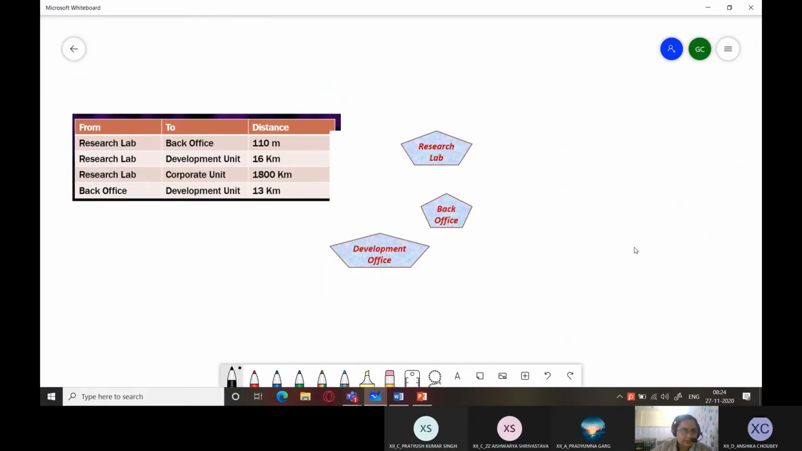Here we have research lab and back office, this distance is 110 meters, and for the rest of the distances, if I want to connect back office with development office, this is the lowest of these three, that is 13 kilometers. Still it is 13 kilometers. Whether you use twisted pair cable, which can be used with one repeater, here it is even exceeding your coaxial cable segment limit.